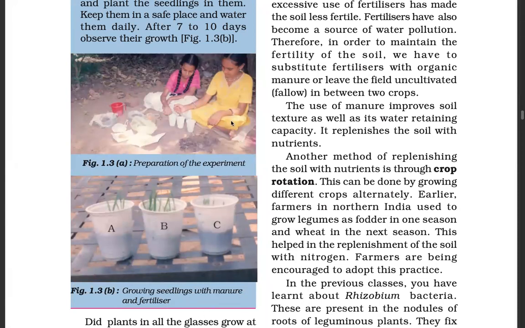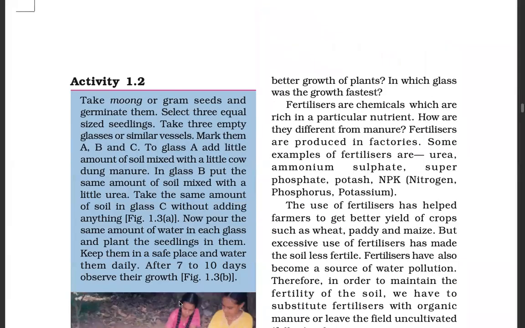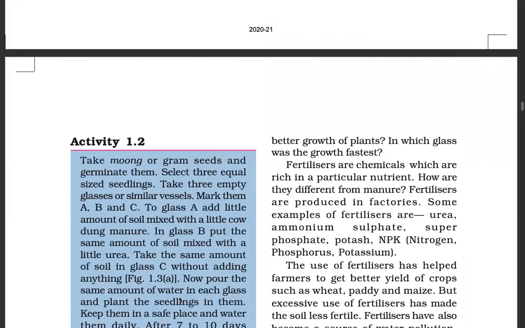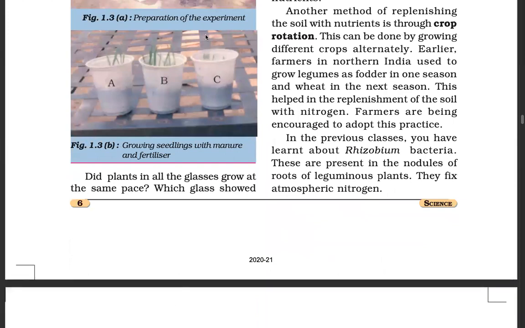These are two girls doing this activity and the project. The plants in all the glasses grow at the same pace. Pace means at the same speed. Okay, so which glass showed better growth of plants? In which glass was the growth faster? Homework number 3, Activity 1.2. Do it at your home and then tell these answers.